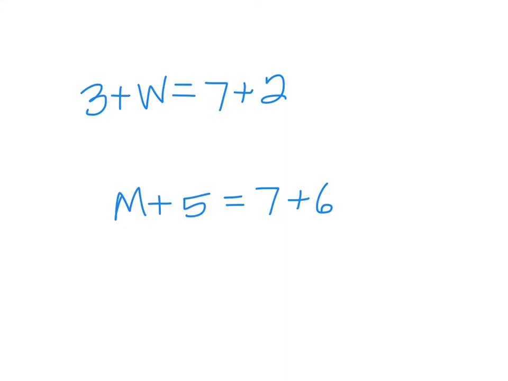All right, I've written a couple more problems to talk about this with you, and these are tricky for some kids, so I wanted to go over a couple extras. 3 plus w equals 7 plus 2. Think of this as a blank right here.